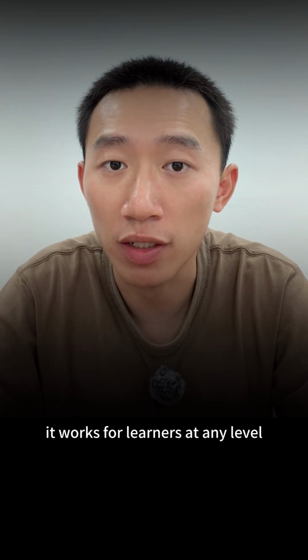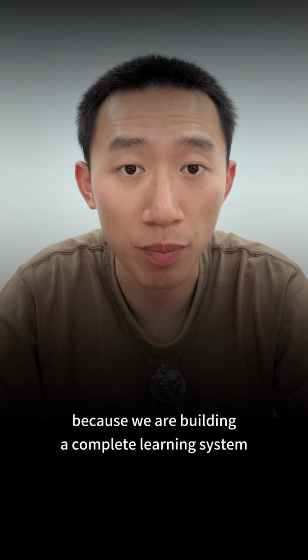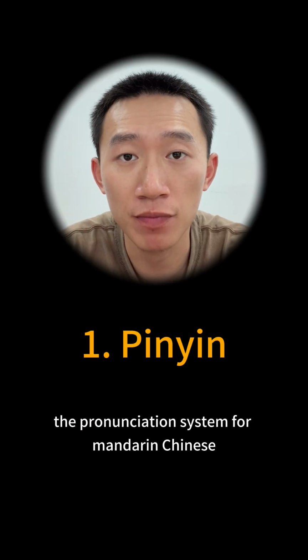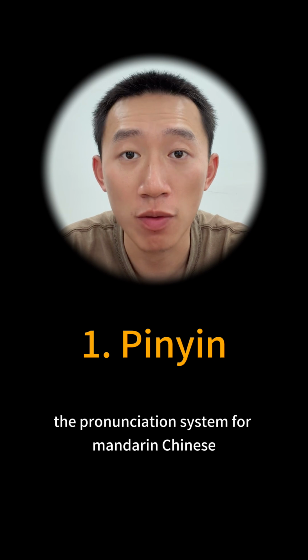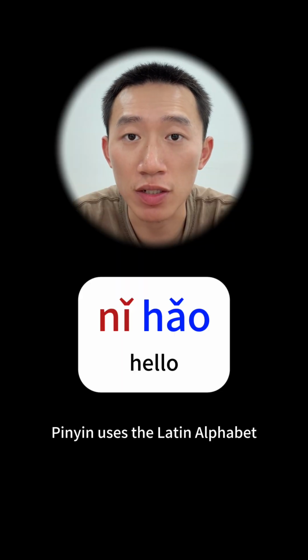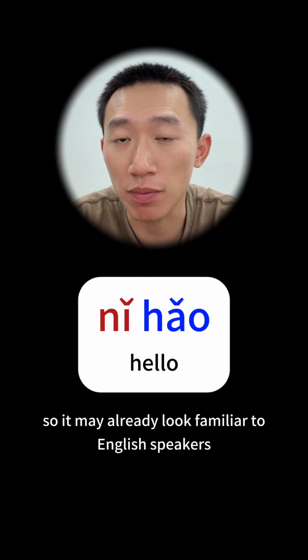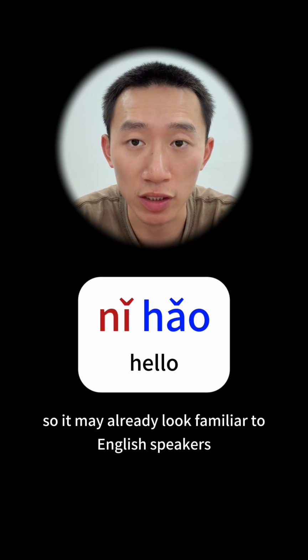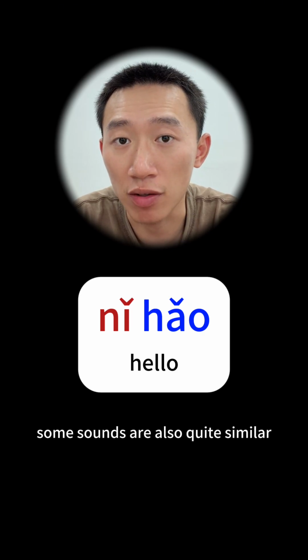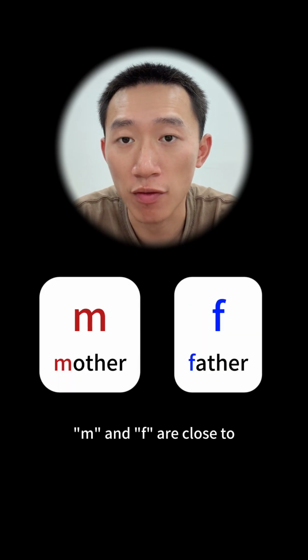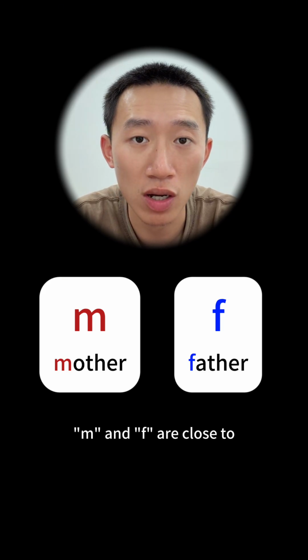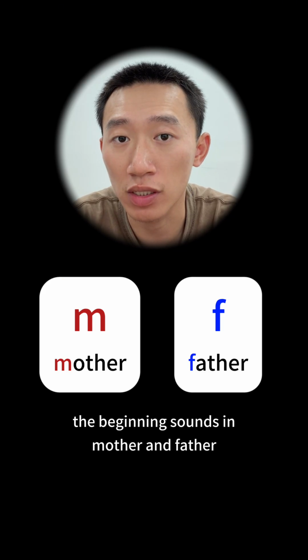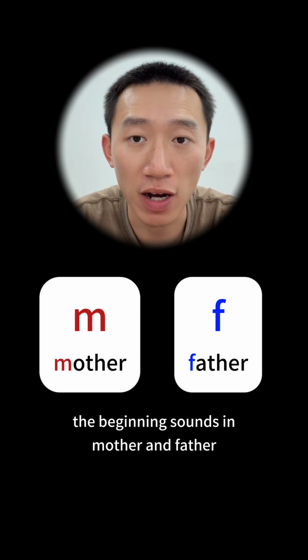It works for learners at any level because we are building a complete learning system. Now, let's get started. First, learn Pinyin, the pronunciation system for Mandarin Chinese. Pinyin uses the Latin alphabet, so it may already look familiar to English speakers. Some sounds are also quite similar. For example, "m" and "f" are close to the beginning sounds in "mother" and "father."